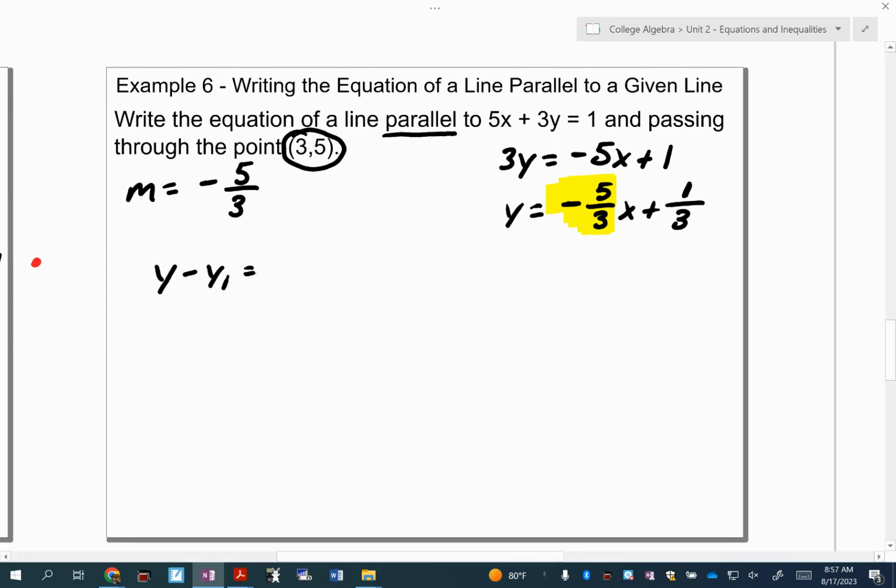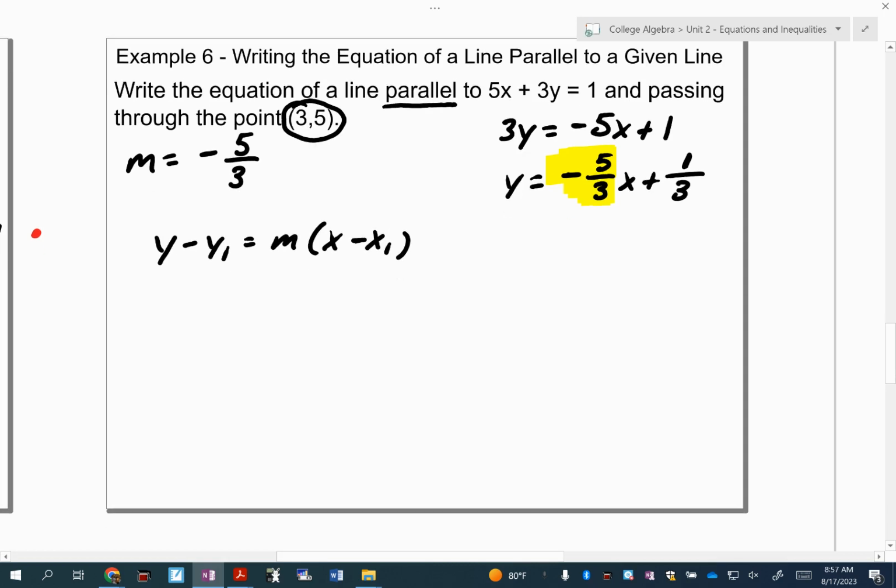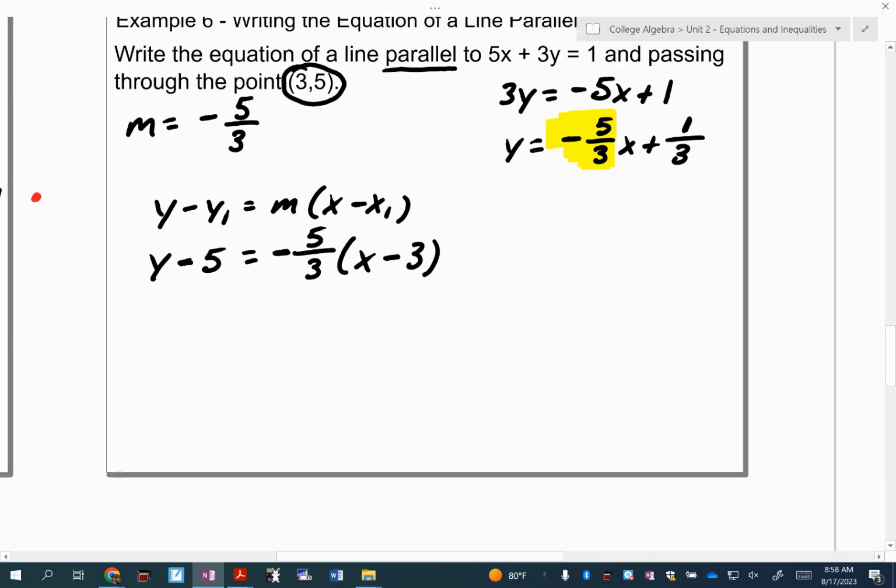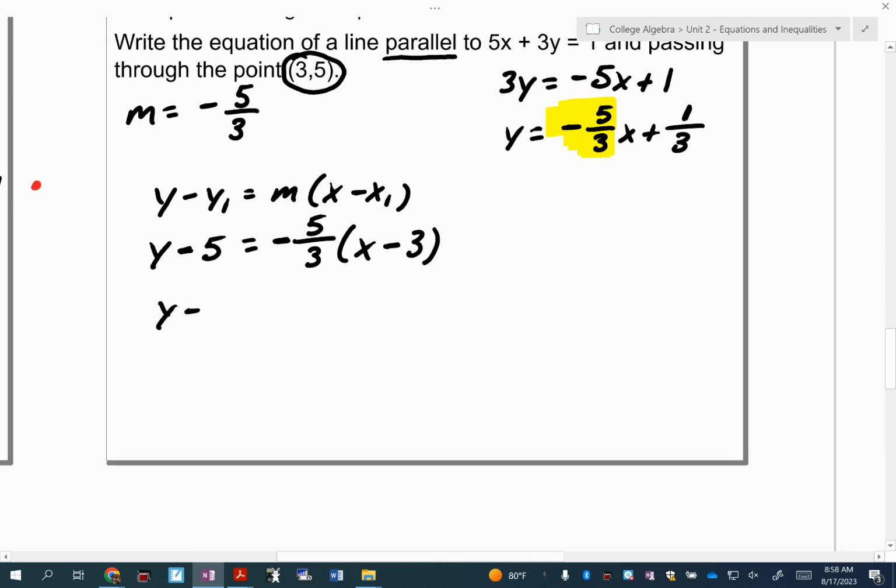So y minus y1 equals m times x minus x subscript 1. So plug in. Remember to think opposites. It's going to be y minus my y value of 5 equals my slope of negative 5/3 times x minus my x value of 3. Distribute. You get y minus 5 equals negative 5/3 x. So negative 5/3 times negative 3, I know is going to be a positive, all right?